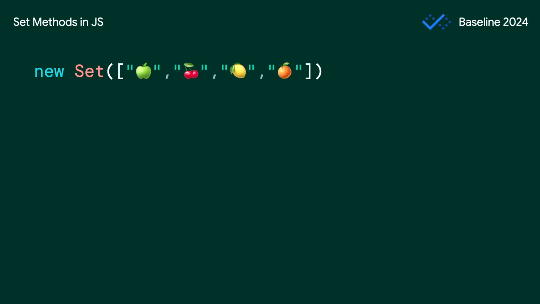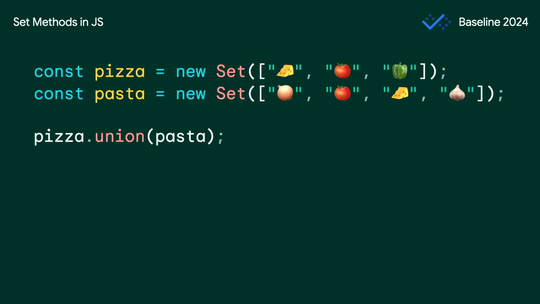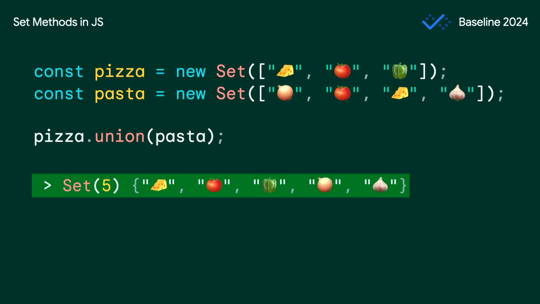So the JavaScript Set has been in the JavaScript spec since ES6, but in 2024 it got a major upgrade and got more mathematical methods added to it. It's as easy as creating a set. But say I have a set for pizza ingredients, pizza toppings, and a set for pasta ingredients. I can now do things like pizza union pasta, and it returns a new set. So it's a sort of mathematical operation on the data.